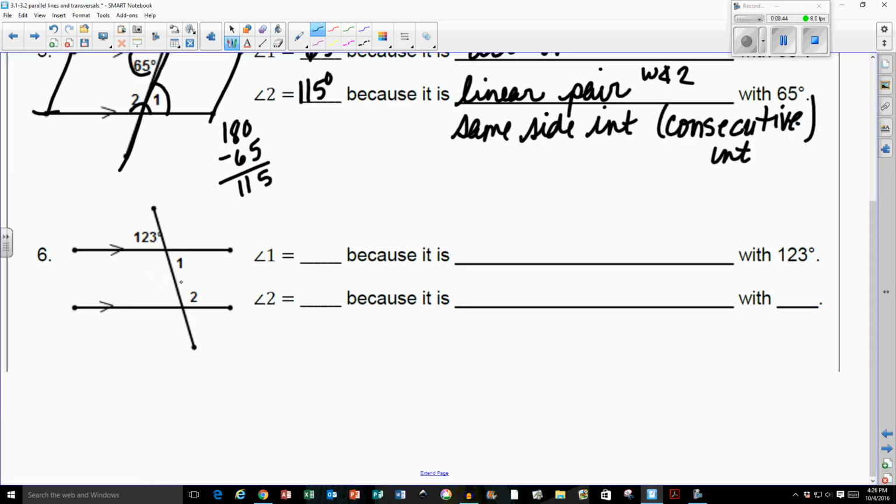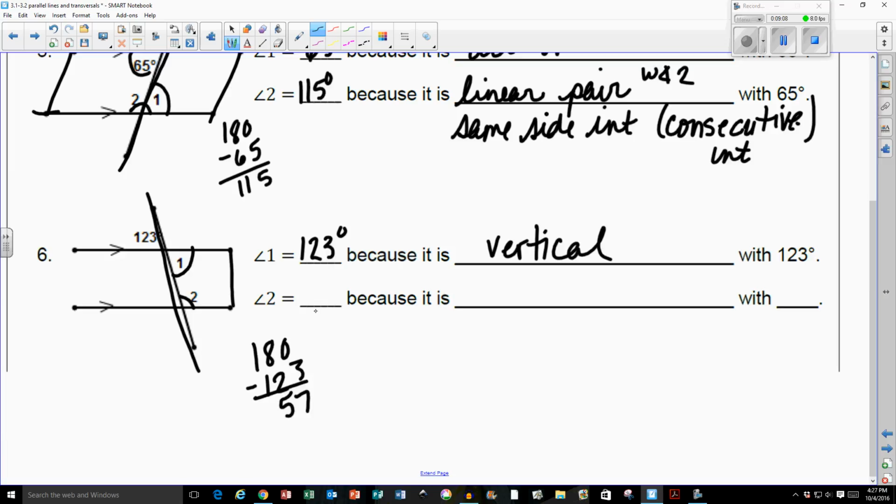Okay, then we got this one here. So angle 1, notice how it's vertical. So it's 123 degrees because it is vertical with 123 degrees. And then notice angle 2. Angle 2 is on the same side of the transversal. So it's on the same side and it's inside the parallel lines. So it's supplementary. So that's 180 minus 123, which is 57. So angle 2 is 57 degrees because it's same side interior with angle 1.